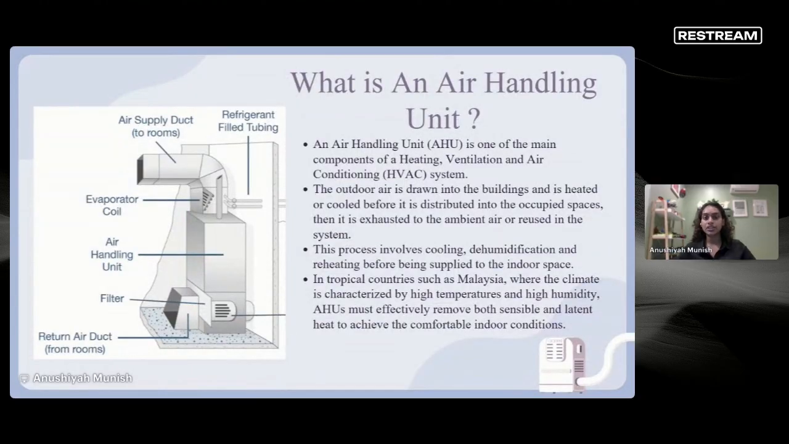What is an air handling unit? An air handling unit is one of the main components of a heating, ventilation, and air conditioning system, or a HVAC system. Air is drawn from outside into buildings and it's either heated or cooled before it is distributed to the occupied spaces. Then it is exhausted to the ambient air or reused in the system. This process usually involves cooling, dehumidification, and reheating before being supplied to the indoor space.